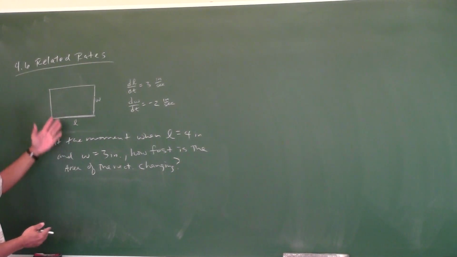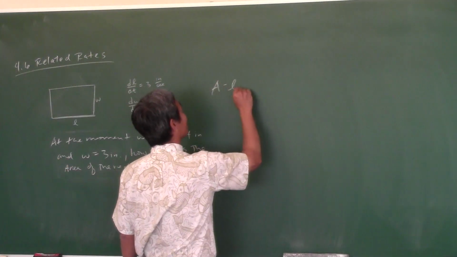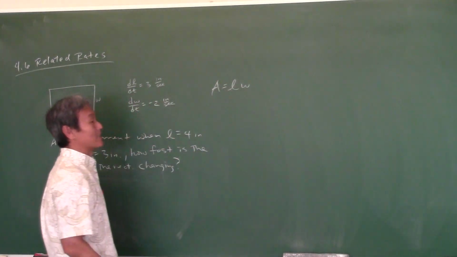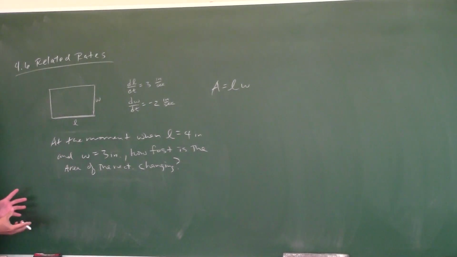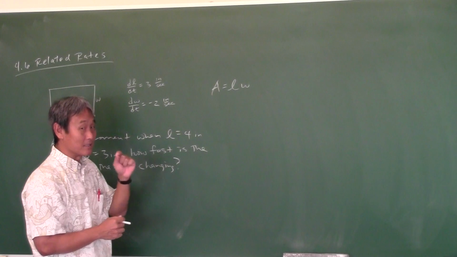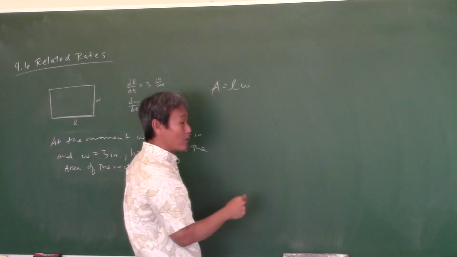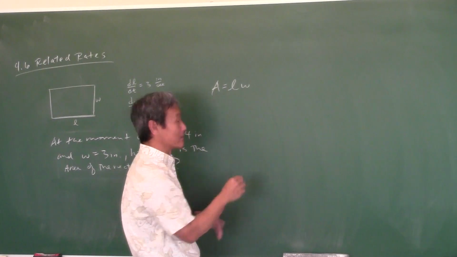Now it's easy. What is the area of a rectangle? Area is equal to length times width. Sometimes it's easy to write the equation, sometimes not so easy. Second step, take the derivative with respect to time. You guys are used to x being the independent variable, but now x is not the independent variable anymore. It's time, it's t. So once you write the equation, you just take the derivative with respect to time.